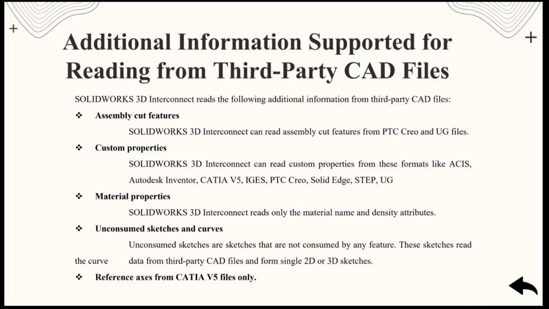In addition to this, let us have a glance at the additional features which SolidWorks 3D Interconnect provides, that is, assembly cut features. Whatever we do in the assembly of PTC Creo and UG files will be automatically transferred to SolidWorks files, like custom properties, material properties and unconsumed sketches. Unconsumed sketches means a sketch which is not converted into a feature, or separate dangling entities. And reference access from CATIA V5 files can also be effectively replaced with SolidWorks files in the database.